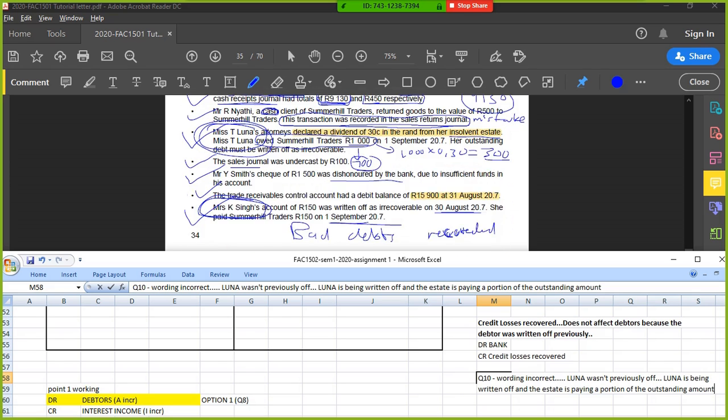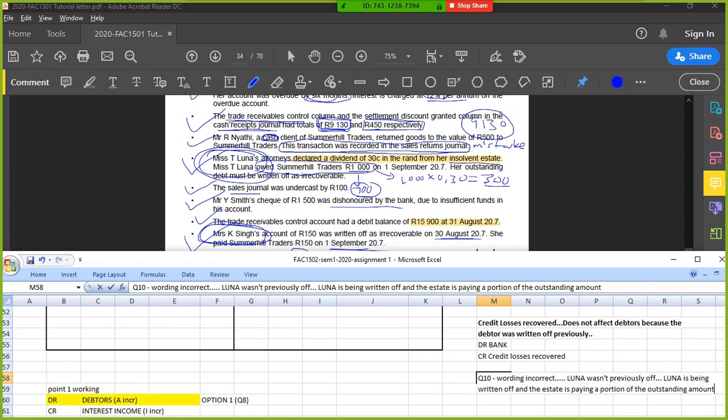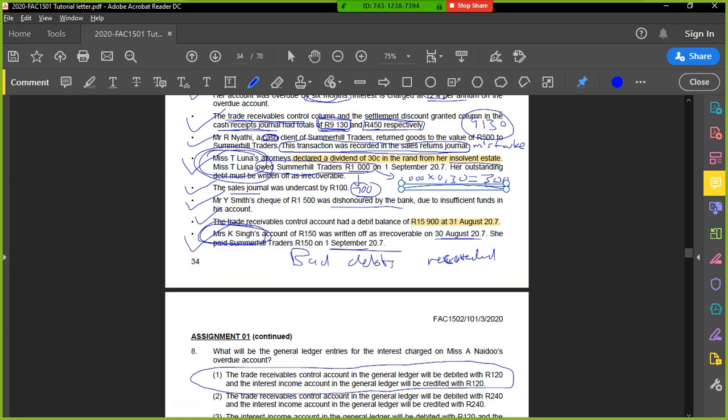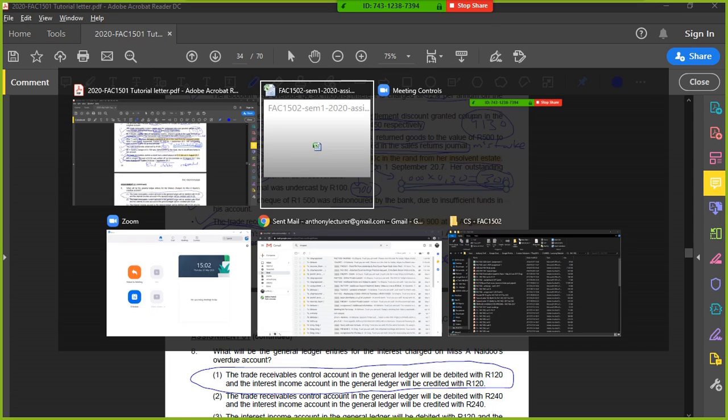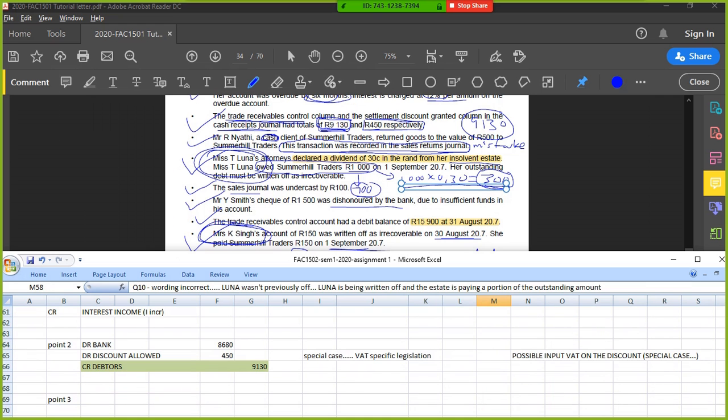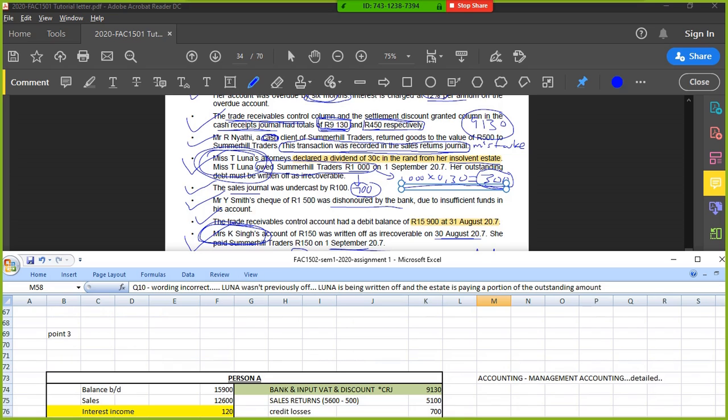Okay, I drew a diagram here. Where's the diagram? There it is. It's still here. 1,000 Rand times 30 cents was what we highlighted there, the recovery. The dividend that was recovered from the insolvent estate. Do you see that? So 300 is going to be received. Right, what point is this? This is point 3. Let's write that here next to this. Point 3, Luna.